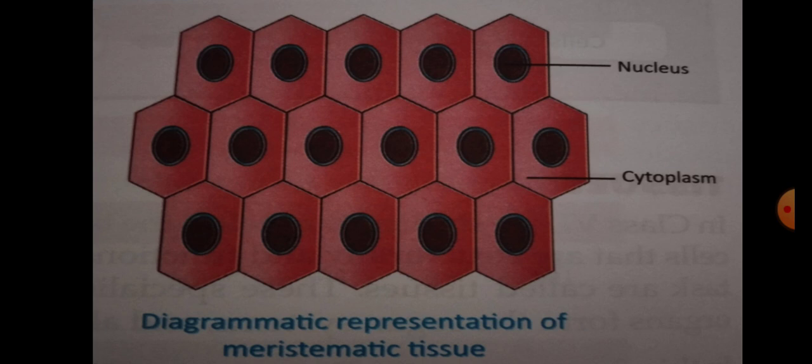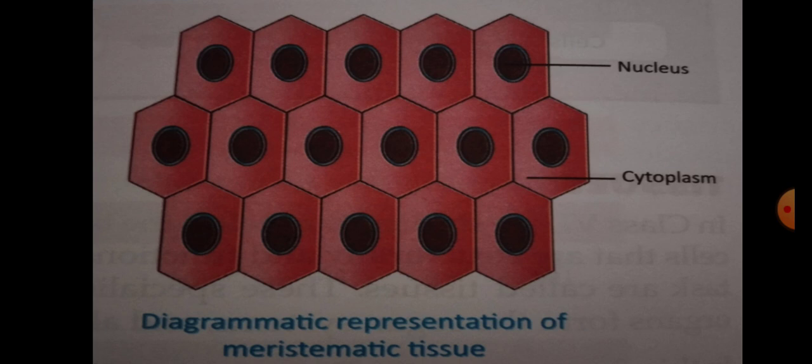Mainly these cells are oval or round in shape. They are always living and they have thin walls. You can see they are rich in cytoplasm and they have a large nucleus. So these are the characteristics of meristematic tissue. In plant tissue, we have started with the first one, meristematic tissue.